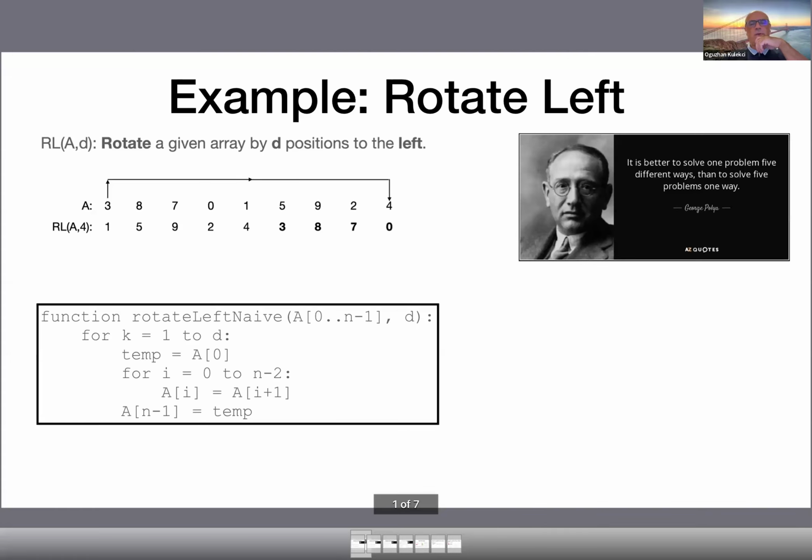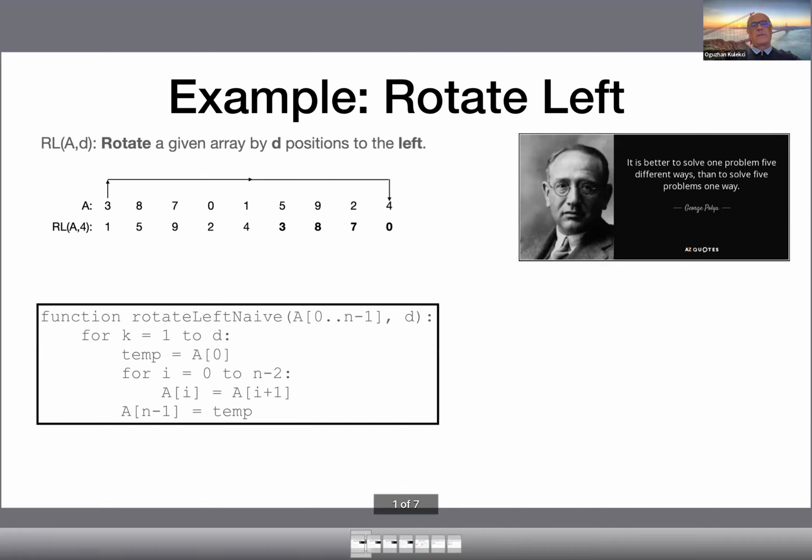First of all, I will follow the advice of George Polya from the 50s. That great mathematician once said that it is better to solve one problem 5 different ways than to solve 5 problems one way. So that is why we will focus on just a single problem initially, and we will see different solutions to that problem. And I hope this will help us to understand those time and space complexity issues better. Okay, so let's start.